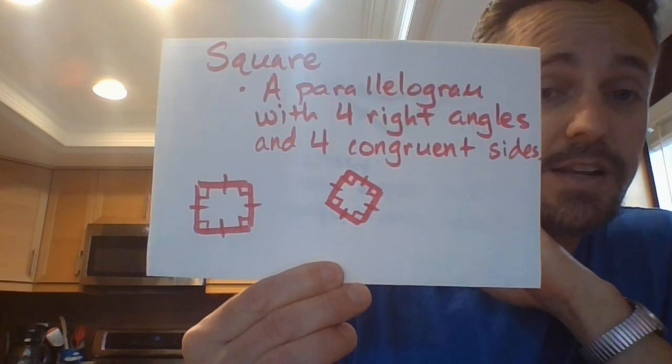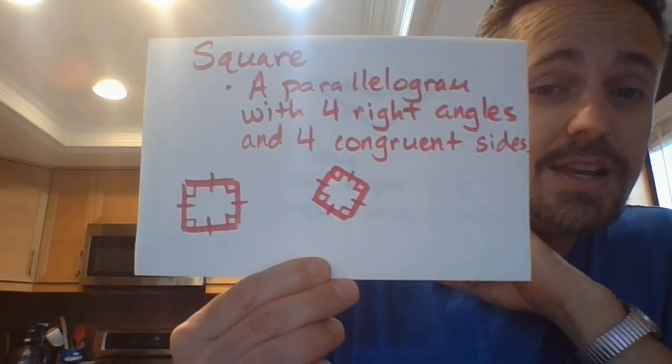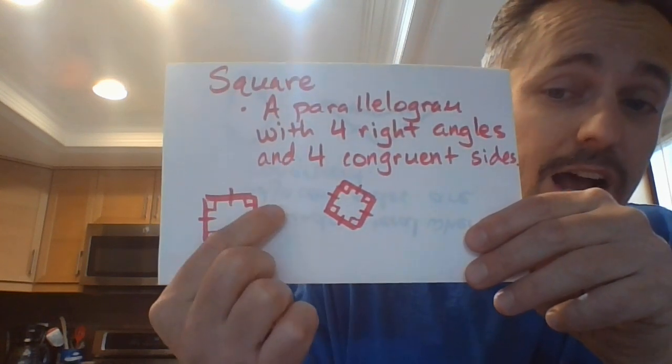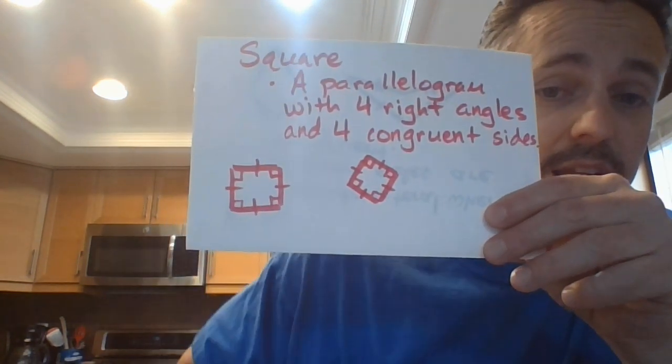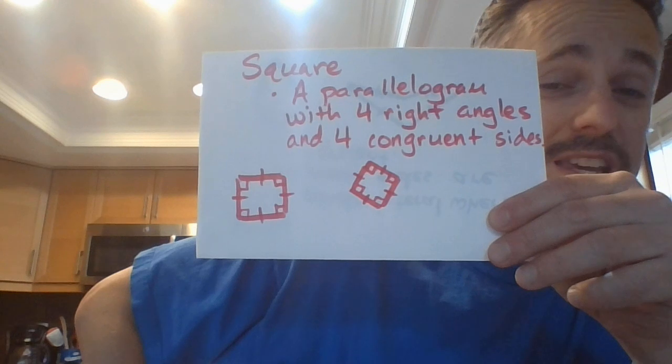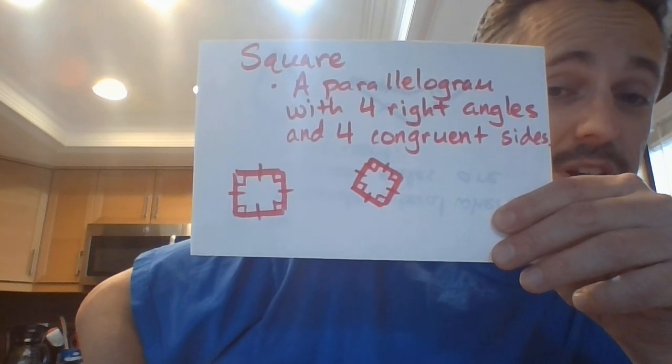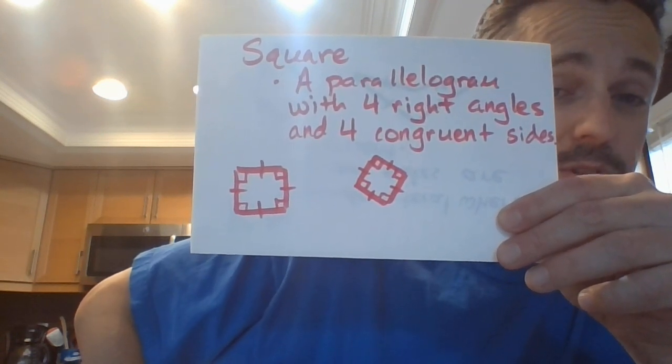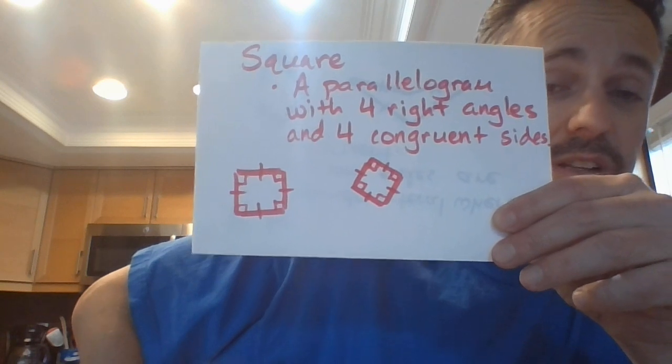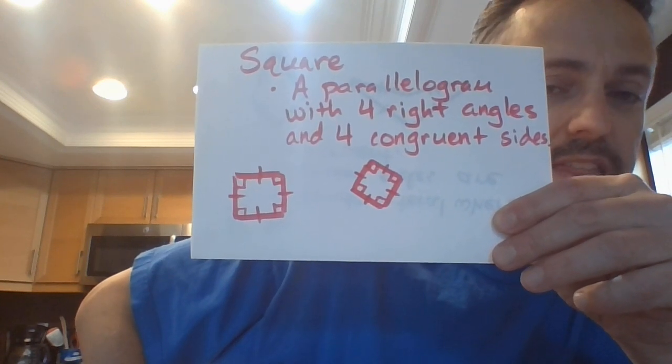It's a type of rectangle because it has four right angles. It's a type of a parallelogram because opposite sides are parallel, right? And if you use the inclusive definition of a trapezoid, it is also a type of a trapezoid because it has at least one pair of parallel lines. So a square is a lot of things.